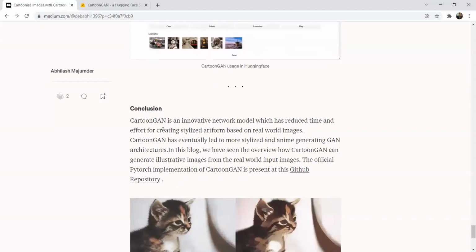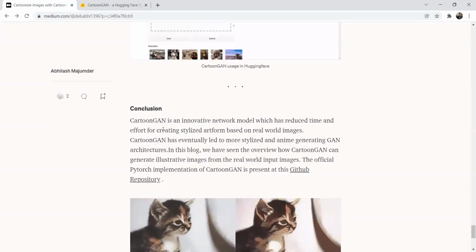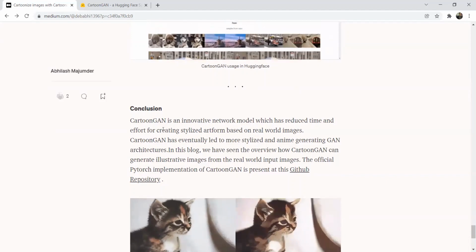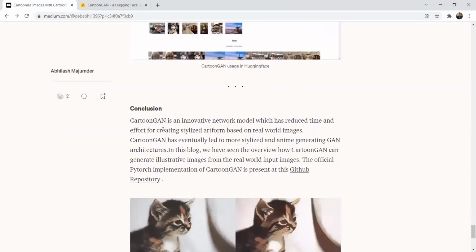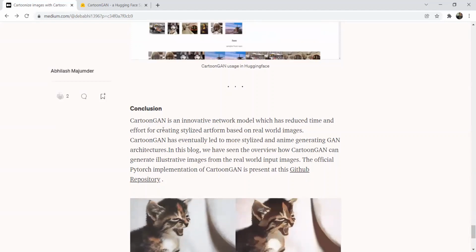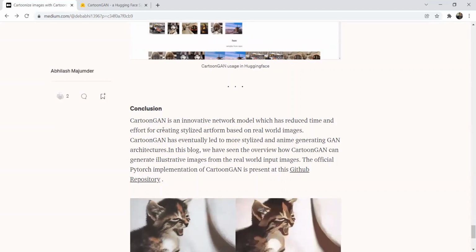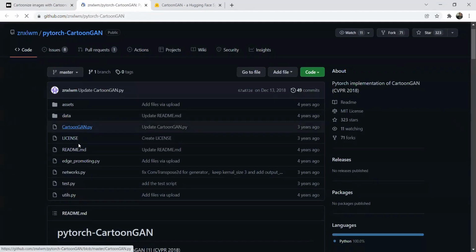In this blog, we have just seen an overview and the research that went into building CartoonGAN, and how it has taken inspiration from CycleGAN, StyleGAN, and different NST architectures. Illustrative images from the real-world input images can be found in the Hugging Face Gradio app. The official PyTorch implementation of CartoonGAN is also present in the repository over here. So this is the official PyTorch implementation.